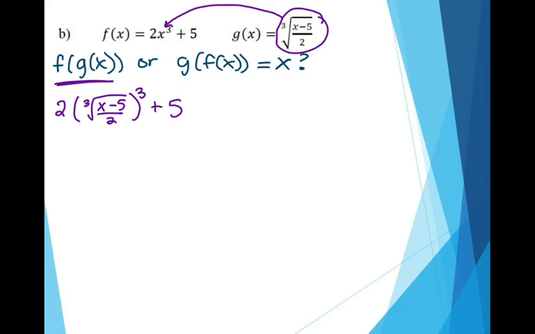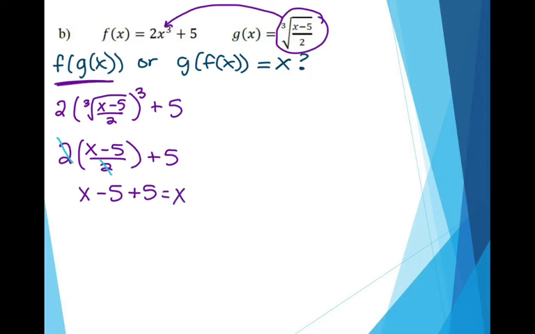The cube and the cube root are going to cancel each other out. That's nice. So that gives me (x minus 5) over 2, times 2, plus 5. And since I'm multiplying by 2 and dividing by 2 at the same time, they are also going to cancel. So that leaves me with x minus 5 plus 5, which equals x. Now I'm going to try it the other way.